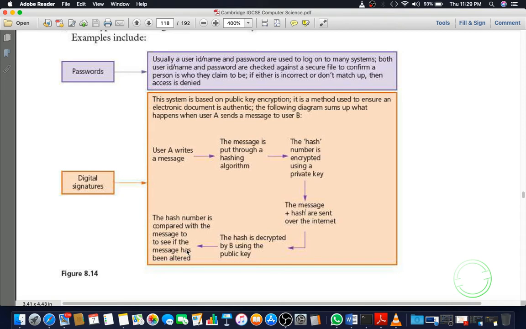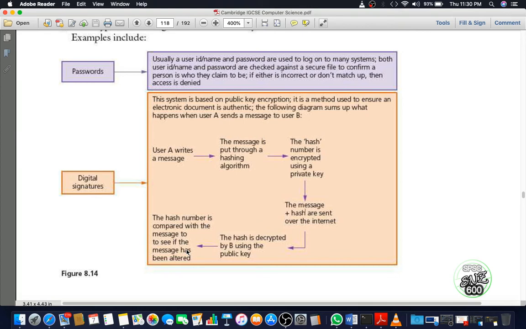Now in this case, B uses the same hashing algorithm, and there is a hash that also comes with the message. So the decrypted hash number and the hash number that is sent by A, both are compared. In the last step, both are compared. If both digests, the hash numbers, match or are equal, then B confirms that the message is correctly received and from the correct sender.